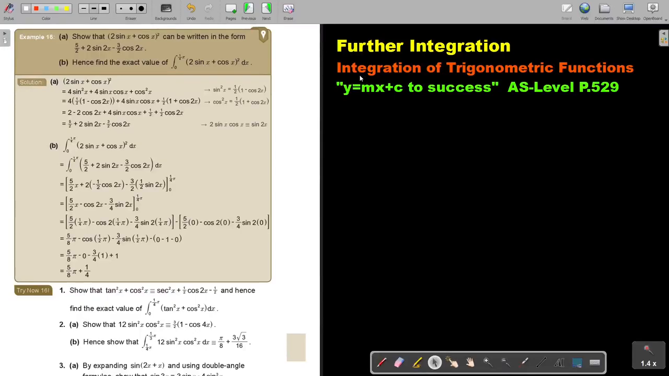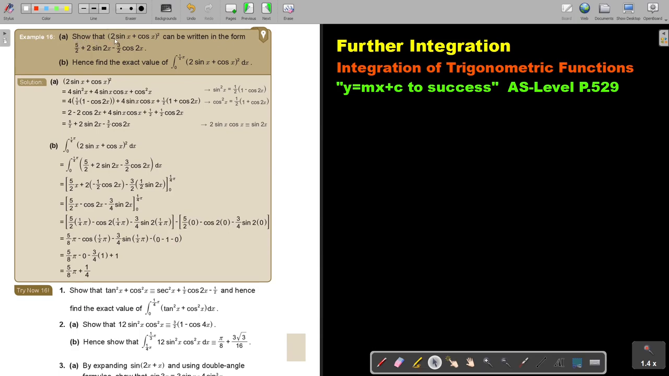In this video, we will continue with integration of trigonometric functions. You will find this on page 529 in the Namibia AS-Level Mathematics textbook. Let's look at another example.